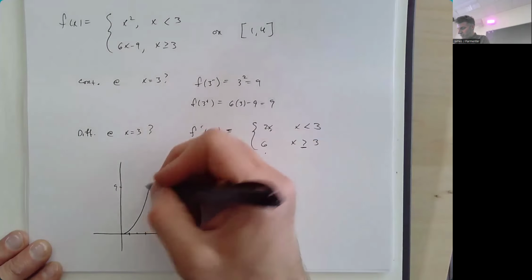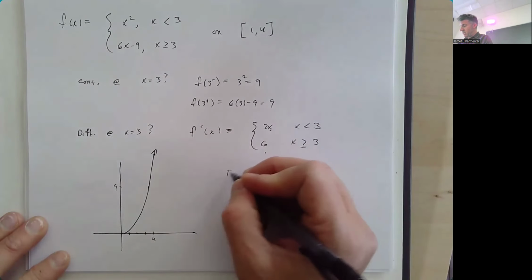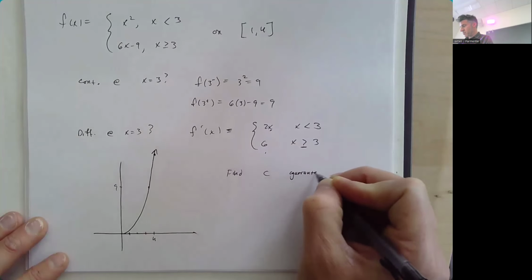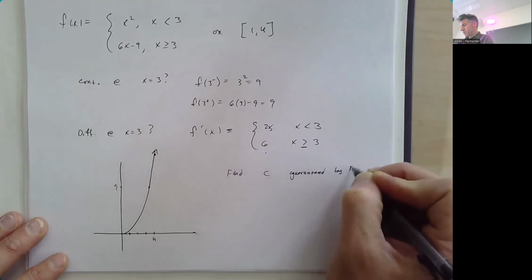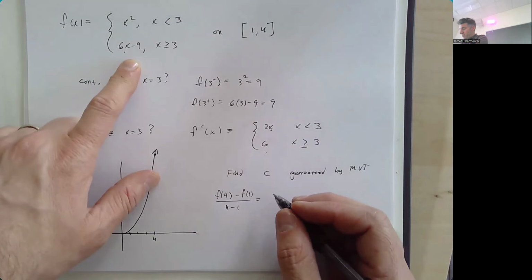Yeah, I mean, it's a big number there. So great, that means the mean value theorem applies because we have continuity, we have differentiability. So if I want to find the c guaranteed by the mean value theorem, well, first I need to find f of b minus f of a over b minus a. So f of 4 minus f of 1 over 4 minus 1 is going to be, let's see, f of 4 is going to be 6 times 4 minus 9.